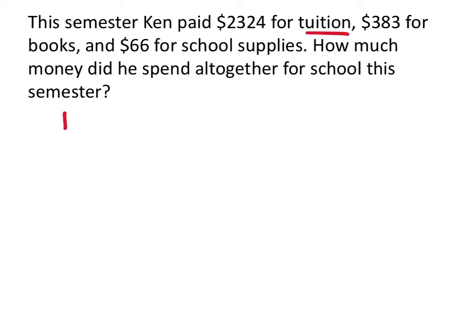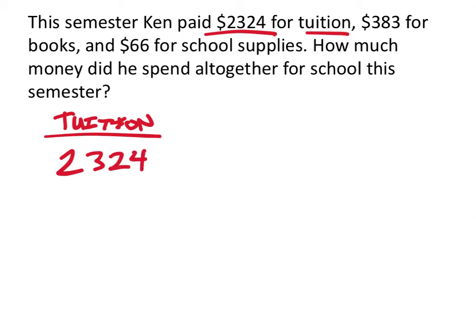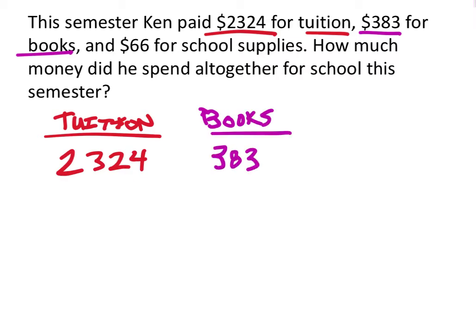Okay, tuition, which shows at $2,324. Now I don't need to label this because I know I'm going to label my final answer, and we have to do some addition with this stuff. In addition to the tuition, we do have the books, which are showing at $383. I don't think this is an old problem, but some of you may be thinking that's cheap compared to what I thought it was. Either way, then we have supplies, right? So we've got supplies here at $66.